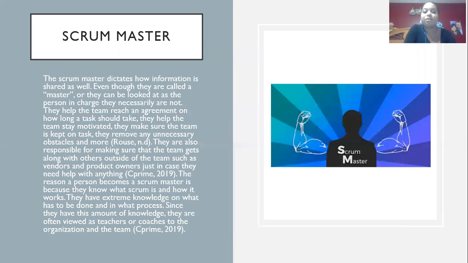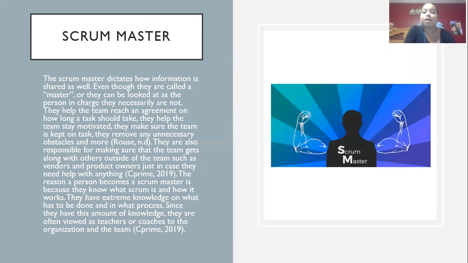They help the team reach an agreement on how long a task should take. They help the team stay motivated. They make sure the team is kept on task, and they remove any obstacles that will inhibit the project. They also are responsible for making sure that the team gets along with others outside of the team, such as vendors and product owners, just in case they need help doing anything else, or they need opinions and things like that from other people.